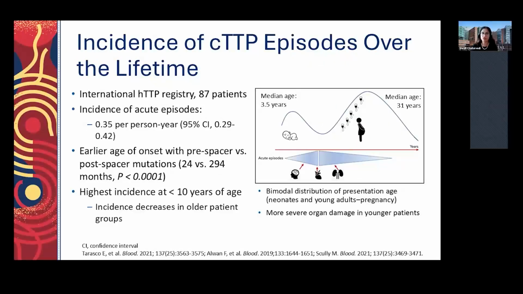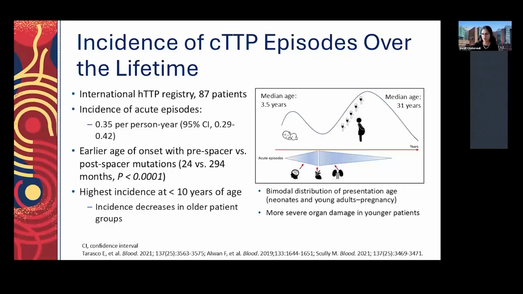Now, these episodes of congenital TTP can occur throughout the lifetime of an individual. Data from the International HTTP Registry that includes 87 patients tells us that the incidence of acute episodes is about 0.35 per person year. And there seems to be an earlier age of onset of these episodes with patients that have mutations in the pre-spacer region versus the post-spacer region of the gene. The highest incidence is actually at less than 10 years of age, and contrary to what I would have expected, the incidence doesn't actually increase with age. It seems to decrease in older patient groups.